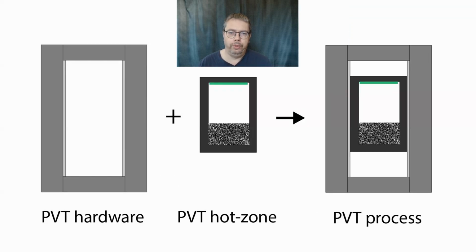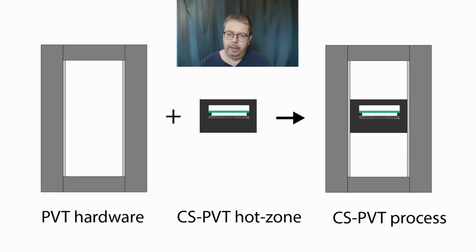And from machinery point of view, the hardware, you have a PVT hardware. You take your box with PVT concept and you put it in there, and then you have a PVT process. And then you can take the same machine, you have a modified design of the CS-PVT process, you put it in, and then you can grow the material using the same machine. The advantage is that then you can use industrial tools, which are commercially available, to grow CS-PVT material.